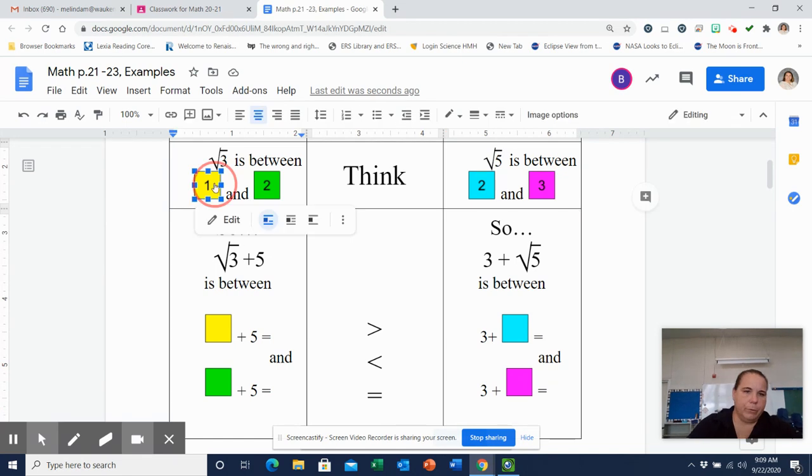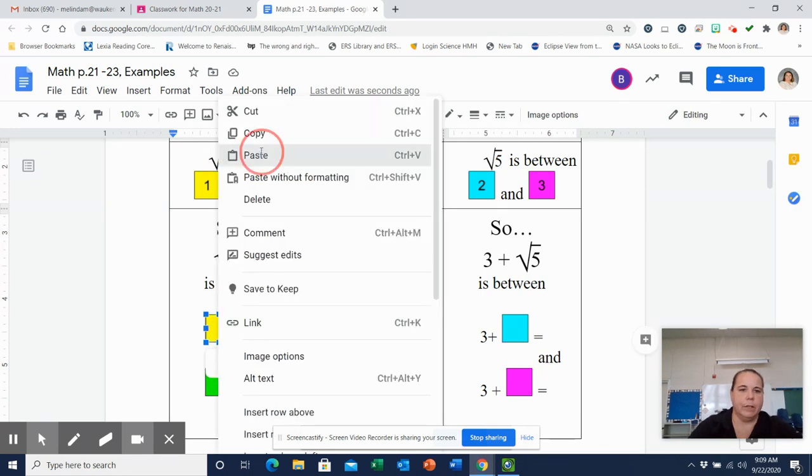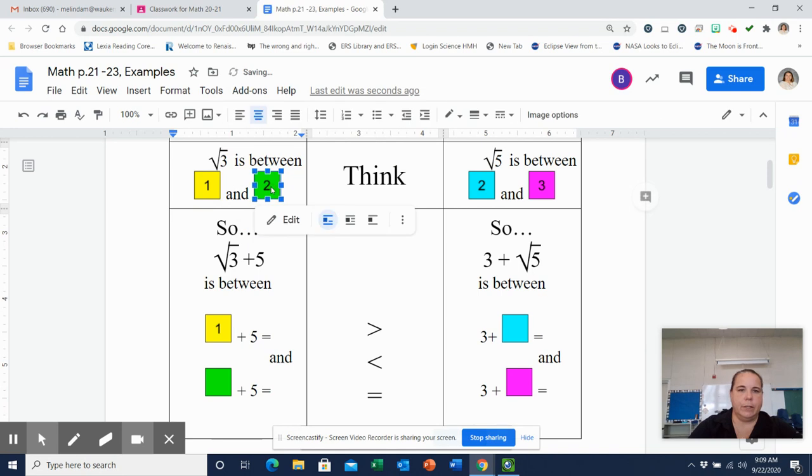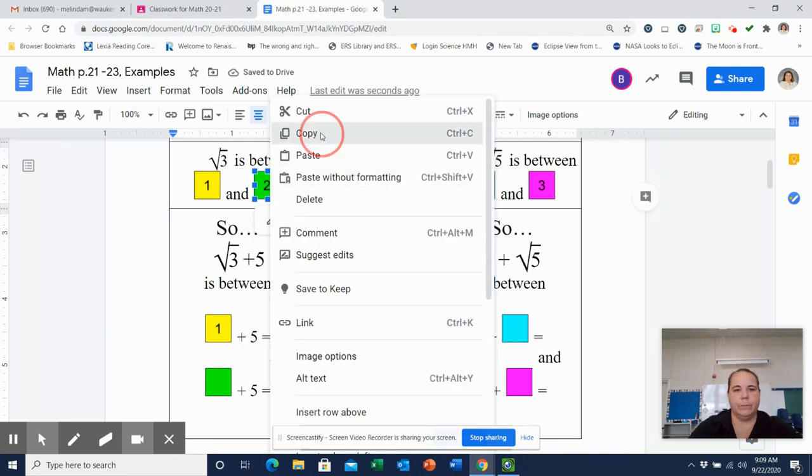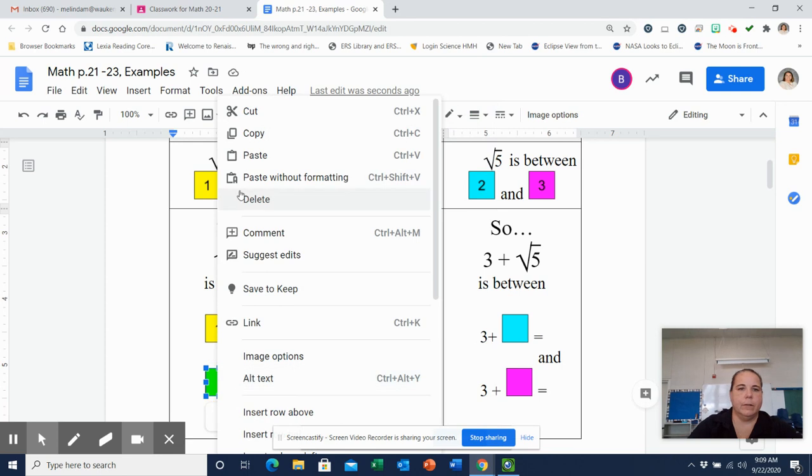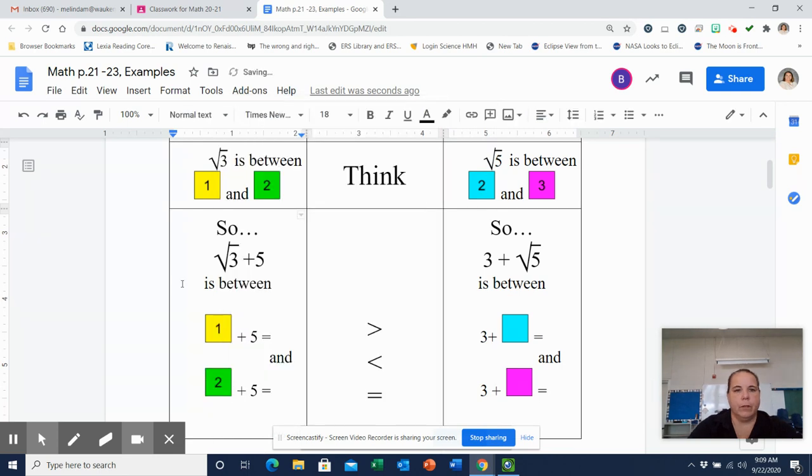I'm going to copy and paste these down here. The square root of 3 is between 1 and 2. So it's the square root of 3 plus 5. So it's either 1 plus 5, and we all know that 1 plus 5 is 6, or the greatest that it could be, because the square root of 3 is between 1 and 2, is 2 plus 5. So that is 7.